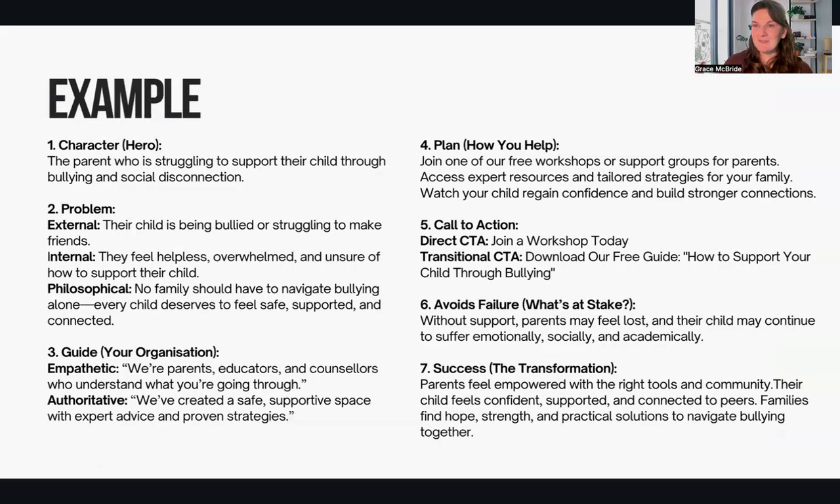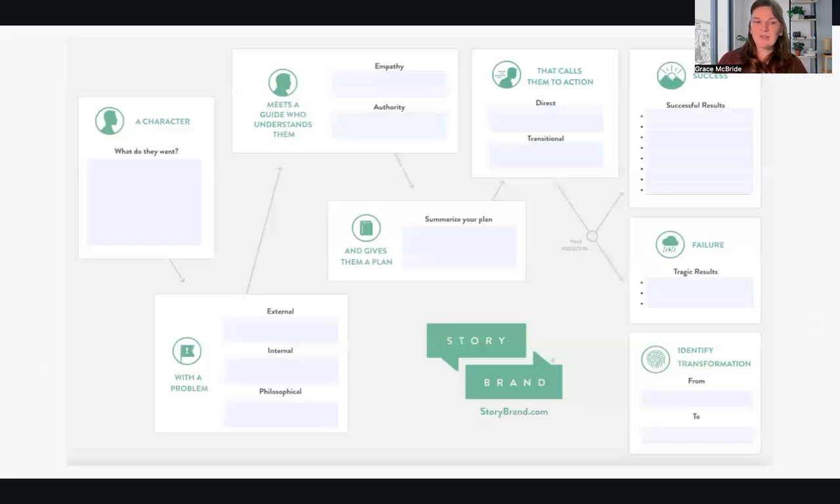And just so we can go through it together while you're reading it through in your workbook, we have pulled together an example of a fictional organization that works to support parents of kids who are struggling with bullying at school. So the character in this case is the parent who is struggling to support their child through bullying and social disconnection. The problem, and I'm just going to flick back so you can see it here.